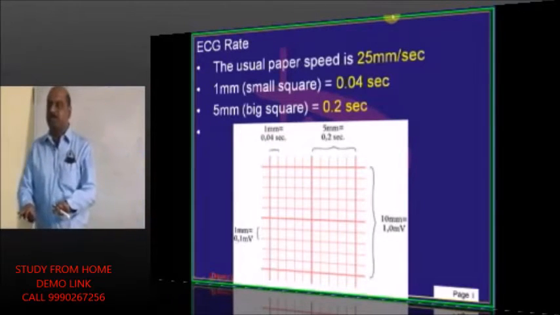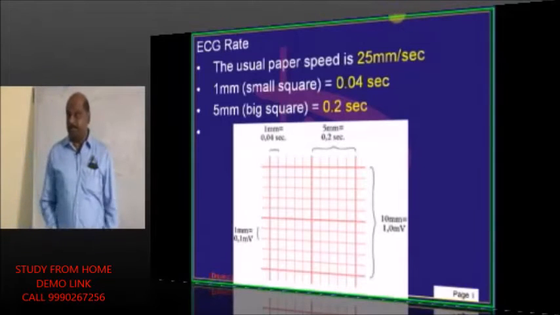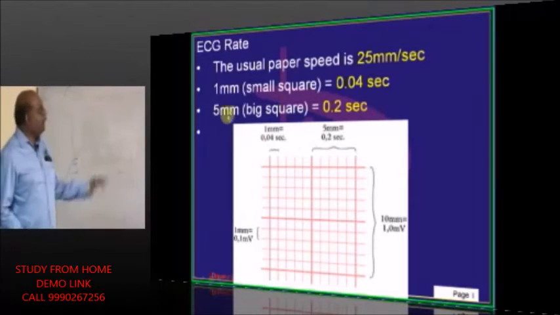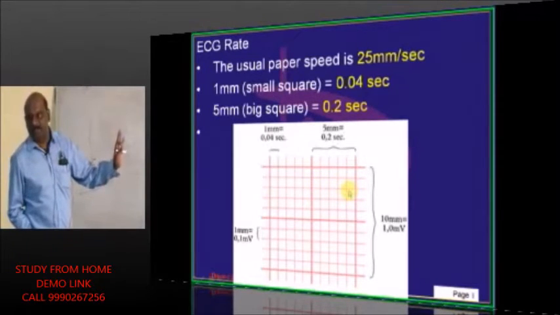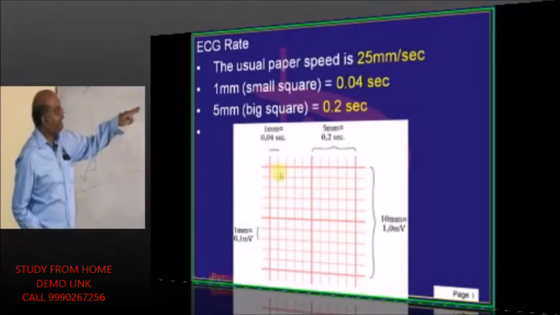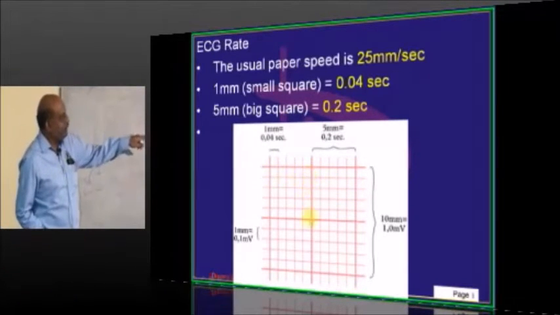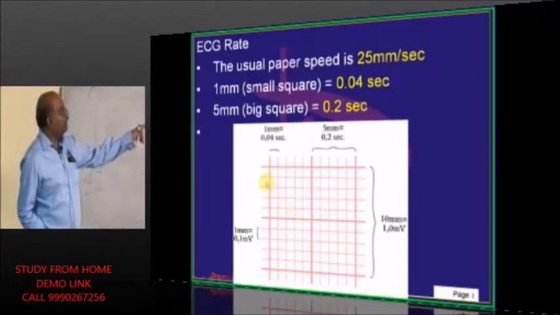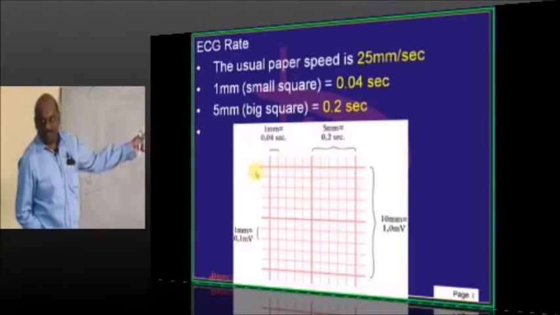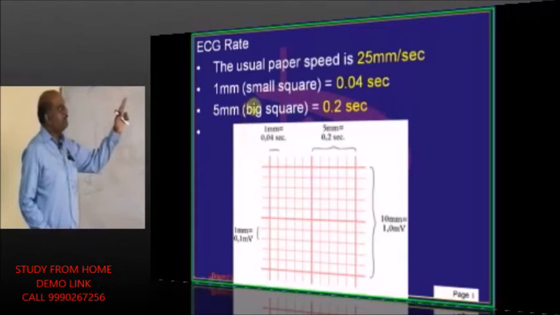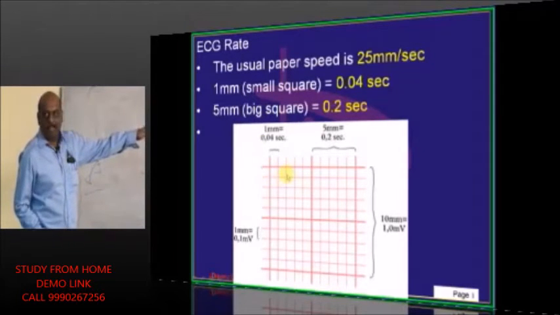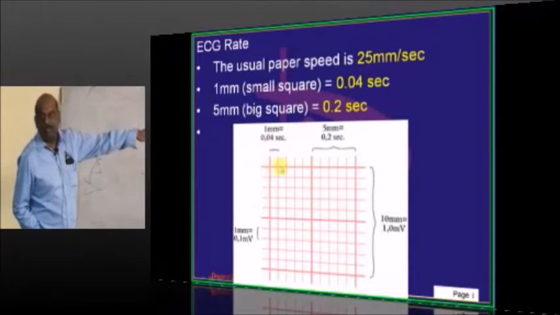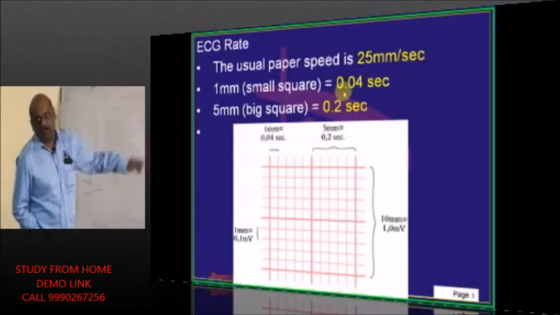Basically ECG strip moves with some speed. It can't move like Shatabdi Express, it can't move like GT Express. 25 mm per second. इसमें होता है small squares, large squares. Each large square में होता है 1, 2, 3, 4, 5. 1, 2, 3, 4, 5. कितने हो गए? 25 small squares, right? Horizontally अगर लिए तो 5 small squares constitute 1 large square. And 1 small square is about 1 mm, and since it moves at 25 mm per second, 1 small square will inflict about how many seconds? 0.04 seconds.